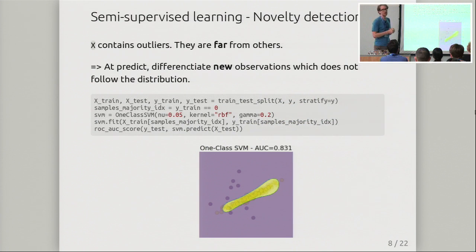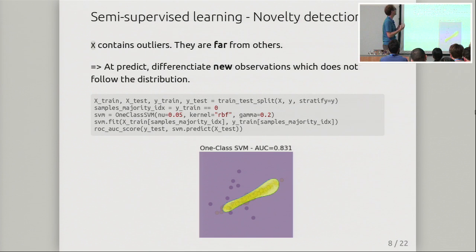The other way of doing it is semi-supervised. Sometimes it is time consuming to label data. So what you could do is say, I can have a lot of majority cases that I'm sure about, but I don't want to search for the minority cases. I will just learn what is typical about these majority samples, and whatever doesn't look like this will be an outlier, which will be my other class. This is what is called novelty detection.